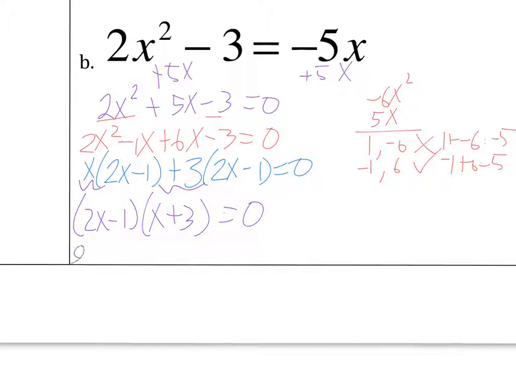Solving this, 2x minus 1 is equal to 0. Therefore, x is a half. And x plus 3 is equal to 0. Therefore, x is negative 3.